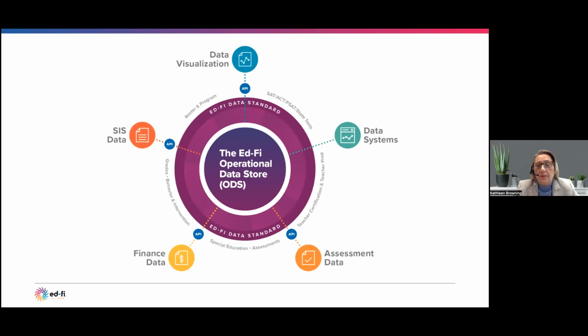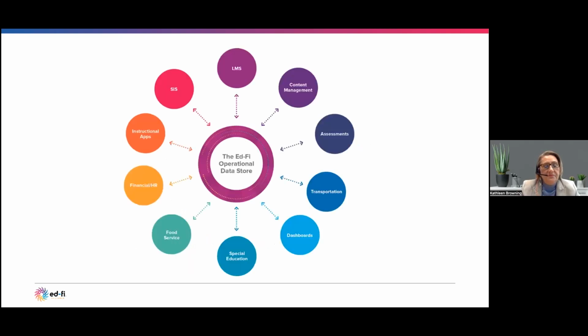In addition, like I talked about earlier, you can have a visualization set on top of your ODS for validation and visualization. So this picture gives you an example of additional resources of data that can come through the API. This is not the only or restricted list. There's a lot more lists of resources available to you, but I thought this was a good picture to get my point across. You can have LMS data, content management data, transportation data, special ed data, food services, and the list goes on and on.